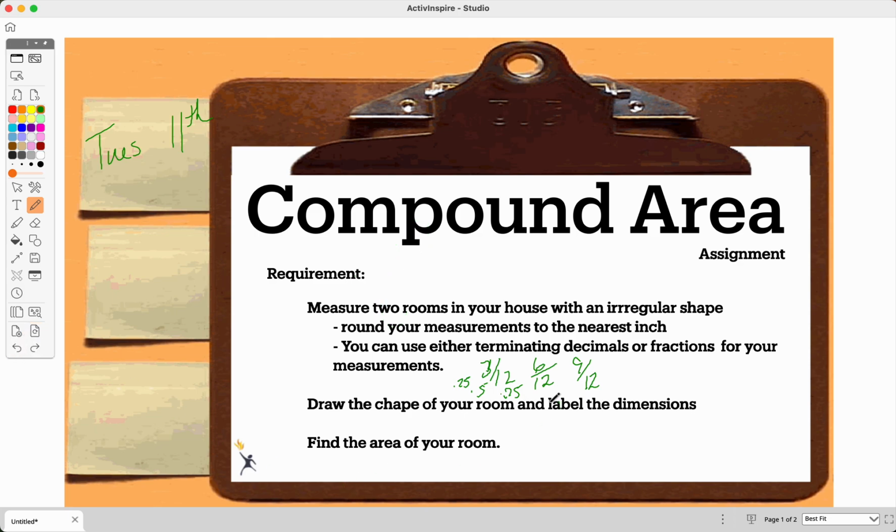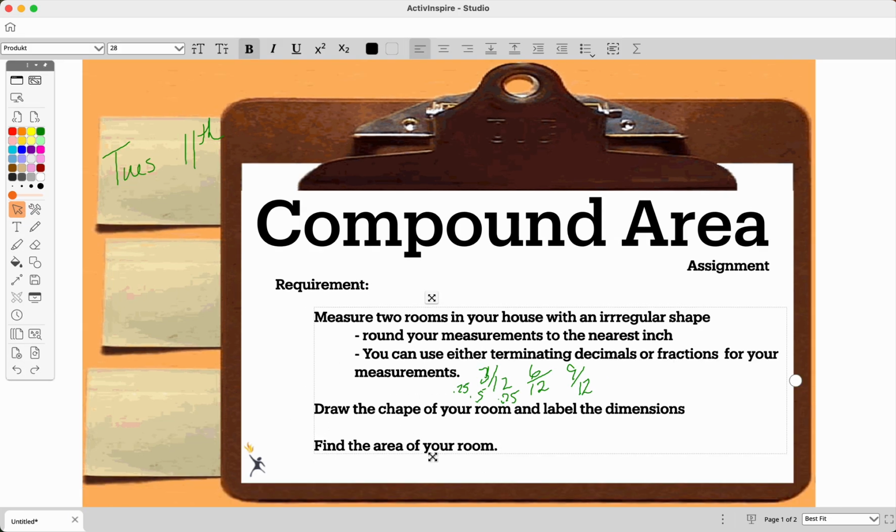The next step, after you measure, is you're going to draw the shape of your room and label the dimensions. Whatever the shape is, it doesn't have to be to scale. It just needs to be the same shape. Make it similar in shape to your actual space. I've got a couple examples.